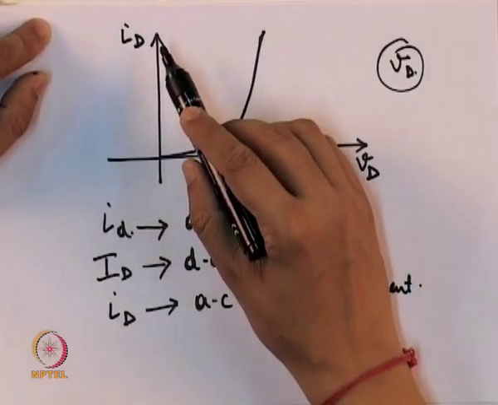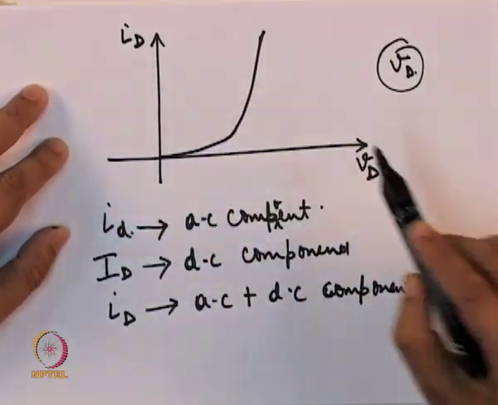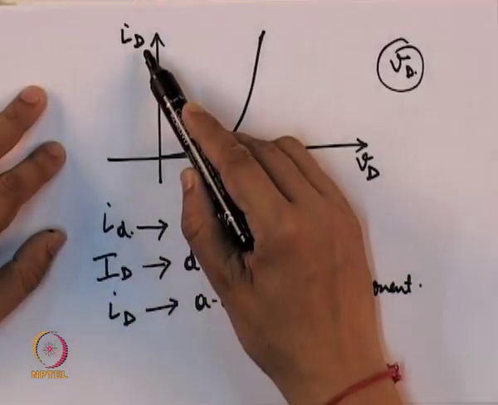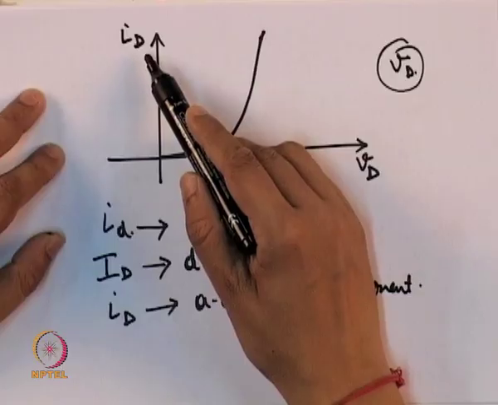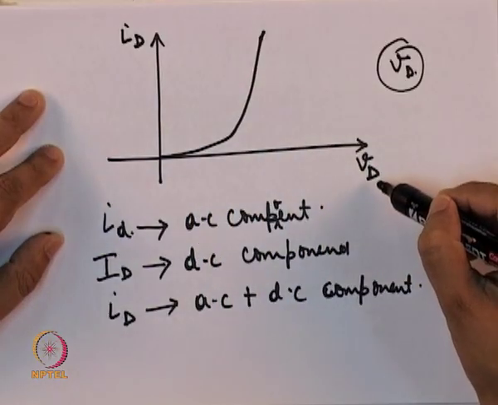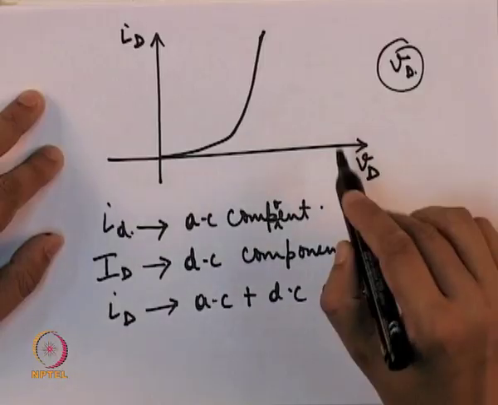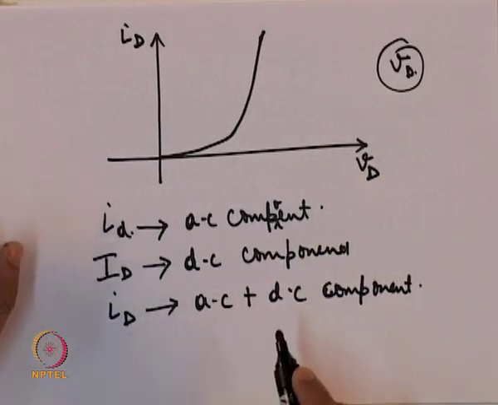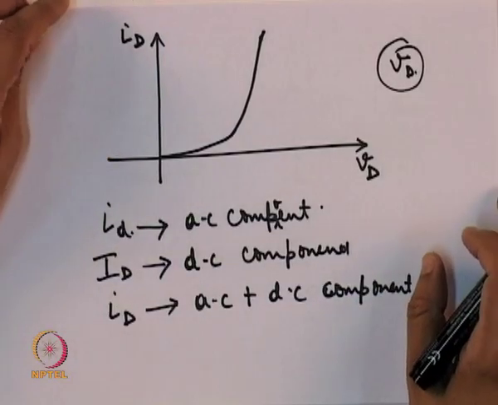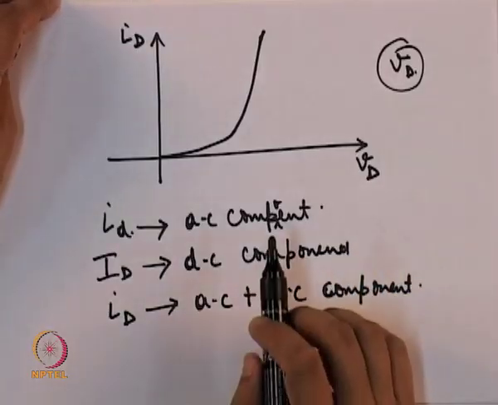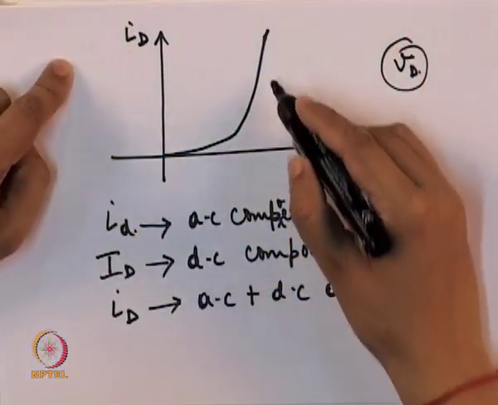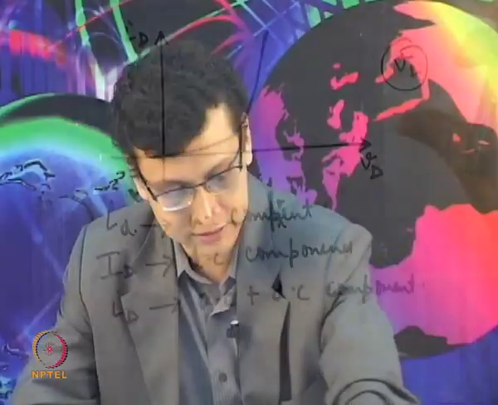So, here when I am drawing the characteristics of the diode, I am representing the y axis with small i capital D and the x axis with small v capital D, both representing the AC plus DC component. Now, the equation governing the voltage and the current of a diode at any particular point on this graph is given by what is known as the Shockley diode equation.